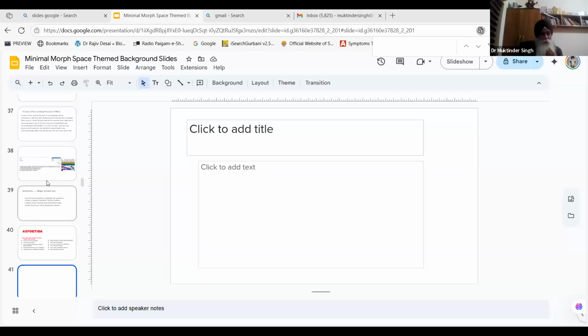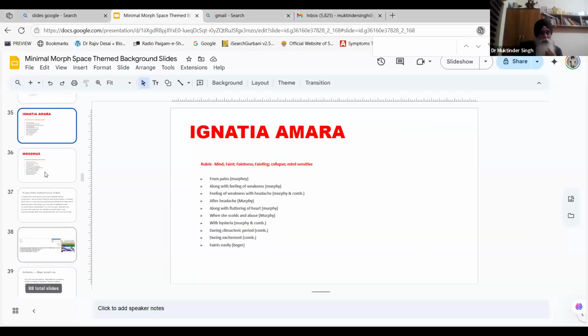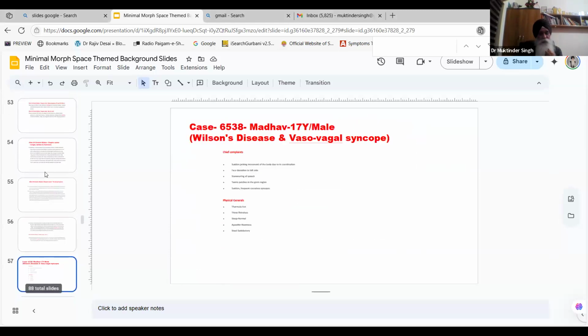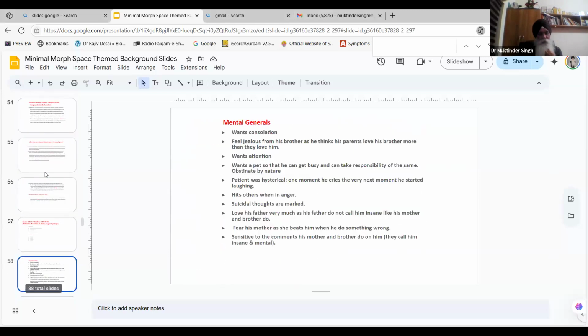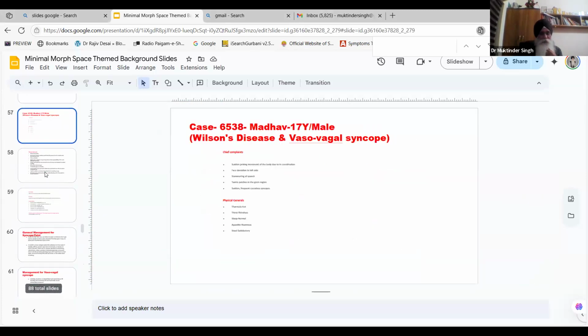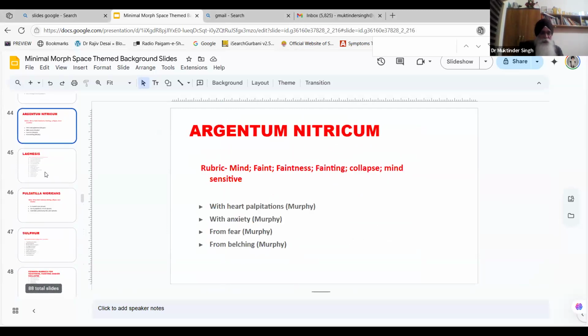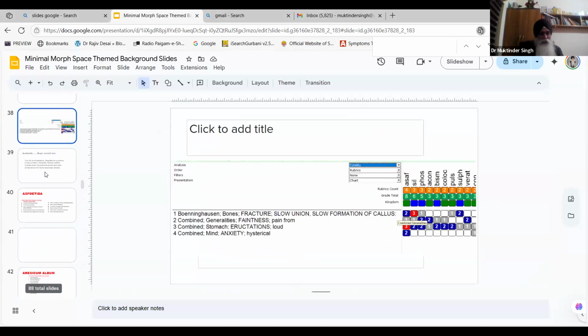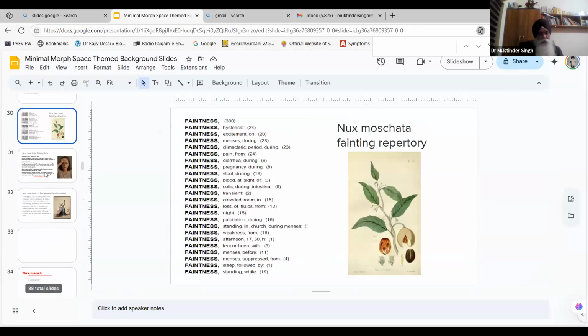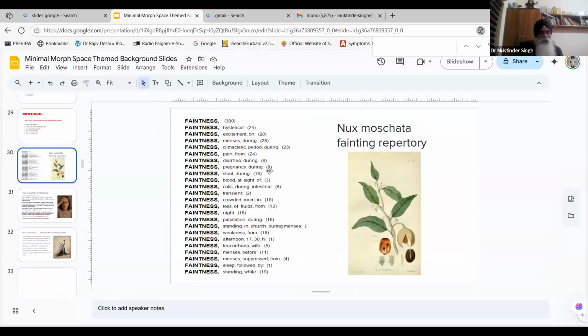So fainting. Another remedy which I'm thinking to share with you today, because I'm left with very little time, is one more rare but very important remedy. Yes. If you call up Nux moscata, Nux moscata is a very important remedy.